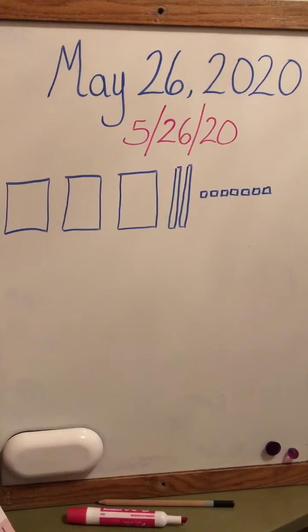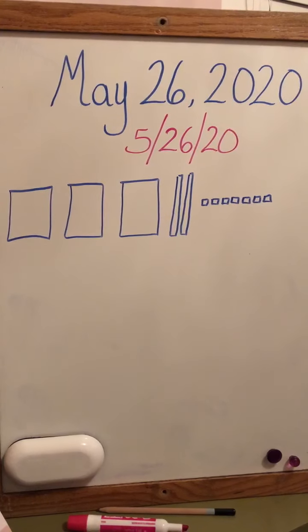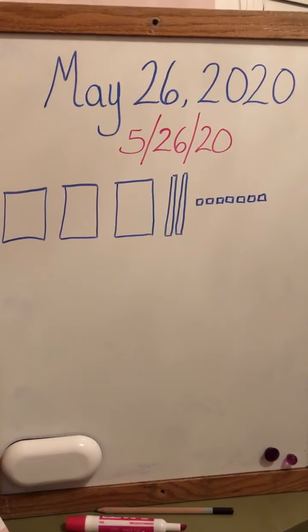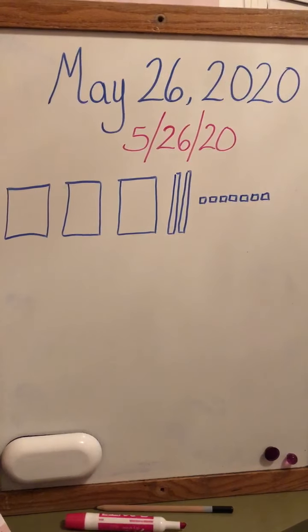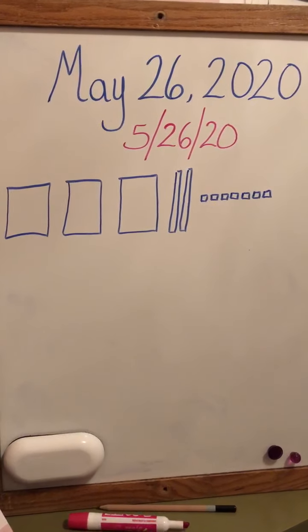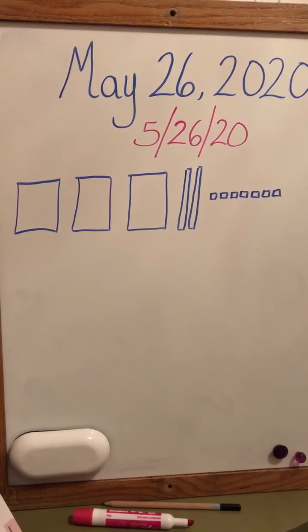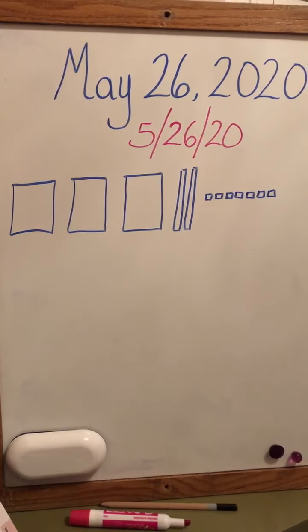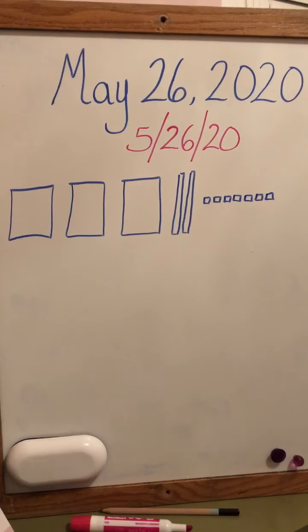Today's date is May 26th, 2020. We are 3 days away from the last day of school. We are only days away from the end of May and the beginning of your summer break. And this is your next to last math lesson of this school year. There is so much more that I would love to teach you.